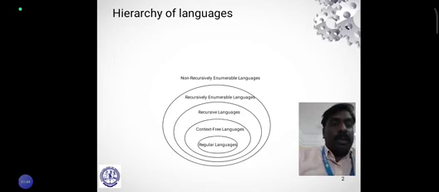Then a linear bounded automata has a recursive language. Finally, the Turing machine, which is nowadays called a modern computer, has a recursively enumerable language and has some decision authority. So these are some prerequisites of a DFA and NFA. From the four kinds of automata, we now look upon finite automata.